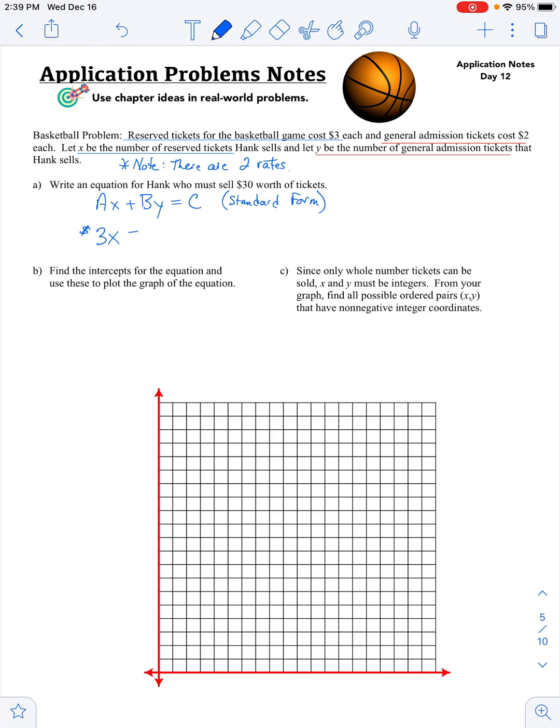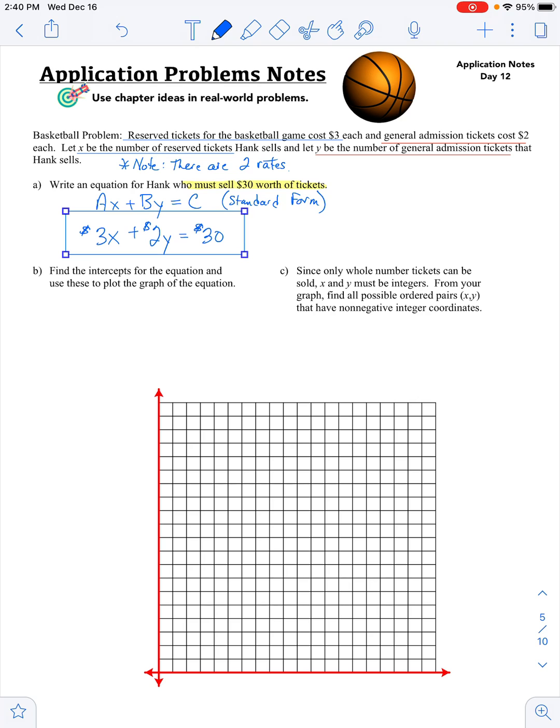If we looked at the second rate, it is going to cost $2 based upon how many general admission tickets he sells. And at the end of the day, this problem here in part A tells us that Hank must sell exactly $30 worth of tickets. So that's how we know here that this is going to have to equal $30 as we set up this equation in standard form. But again, we talked today about standard form because we were given two rates.